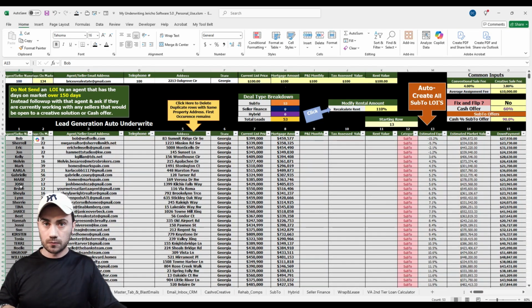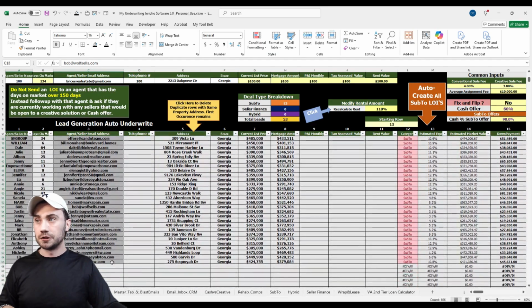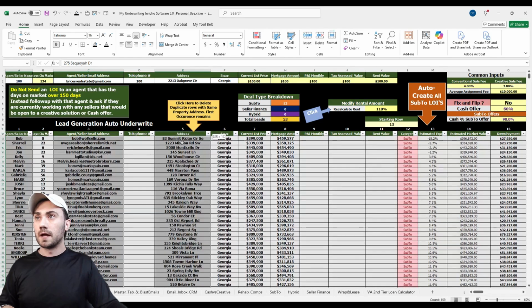I'm going to click Control on my keyboard and hold it. When I do so, I'm going to select the agent or seller's email address here. I'm not going to let go of Control. I'm going to keep that locked in, and then I'm going to select the property address. I'm doing this on purpose so I don't have to go back into the auto underwrite tab three times. We can simply select the desired cells one time. Click Control C on your keyboard.